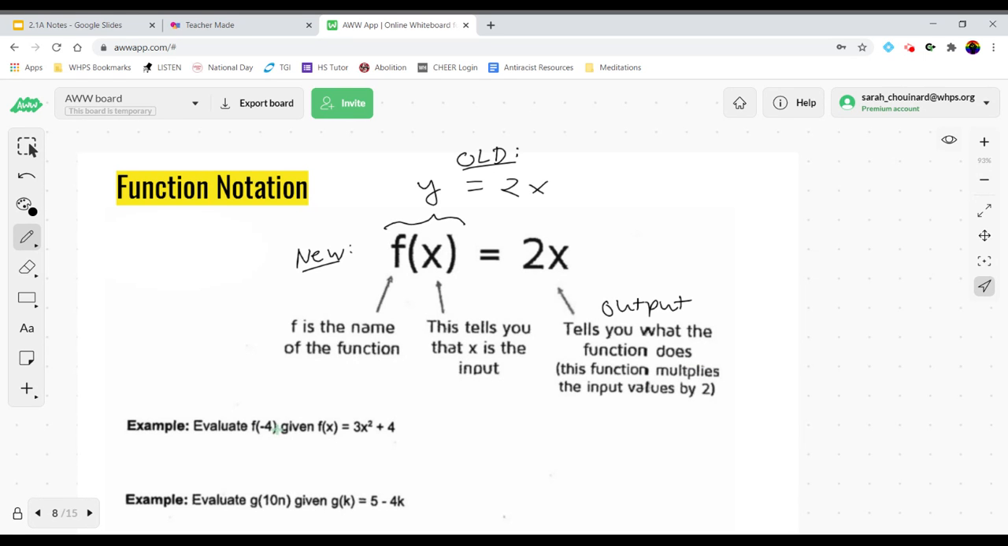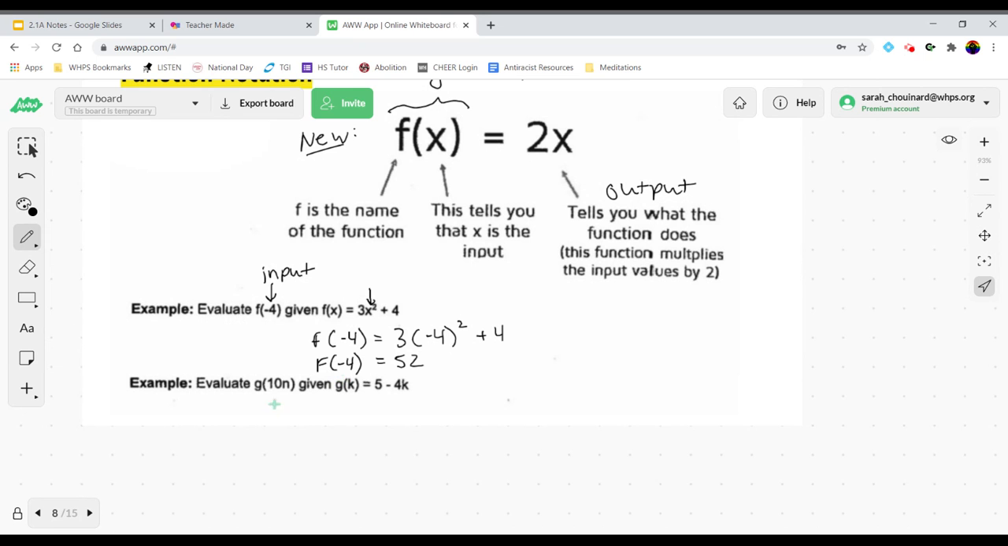So here, f of -4 means -4 is going into the function. This is the x value. So where I see x, I'm going to put -4 in. So f of -4 is equal to 3 times -4 squared plus 4. And so we have to do PEMDAS, so we have to do -4 squared first, which is 16, times 3, which is 48, plus 4 is 52. So f of -4 is 52. That tells us that the input was -4, the output was 52.